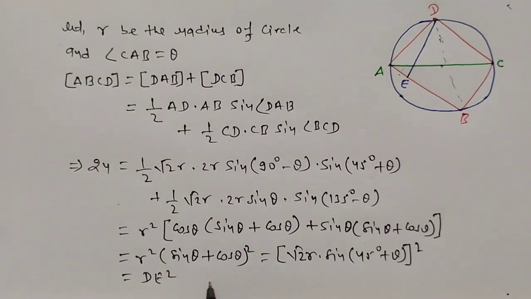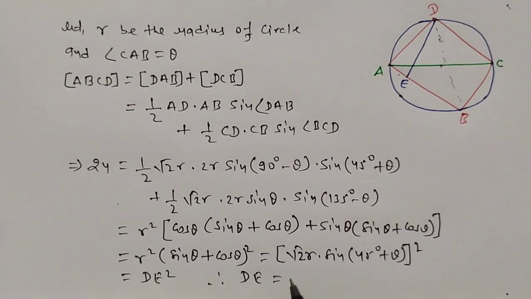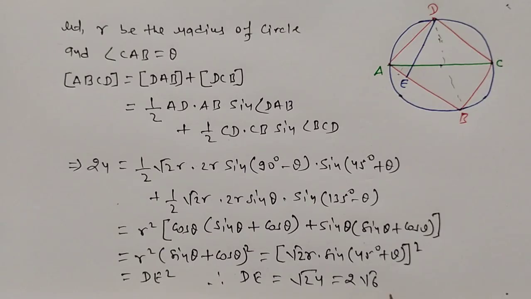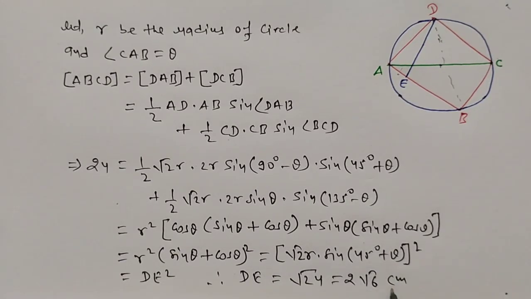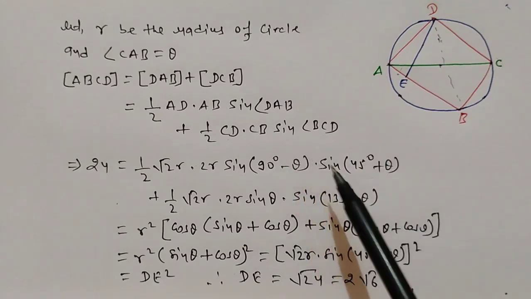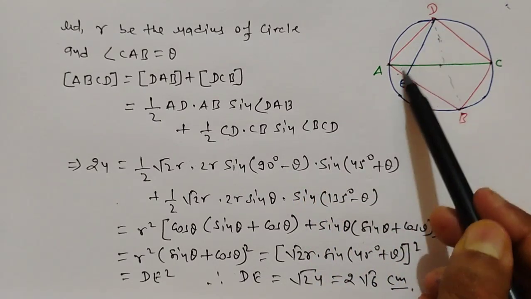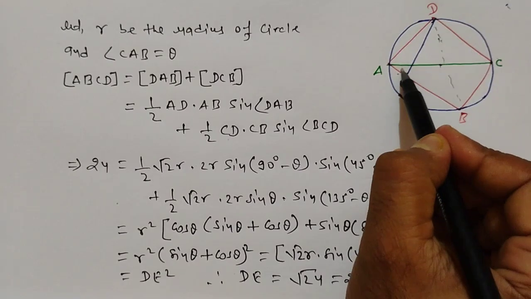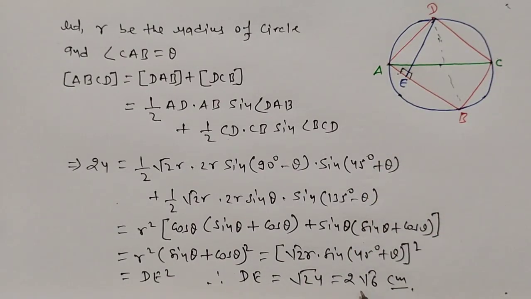Now we can say that DE is equal to square root of 24, which is equal to 2 root 6, and this is in centimeter because area is in centimeter. So the length DE is equal to 2 root 6 centimeter.